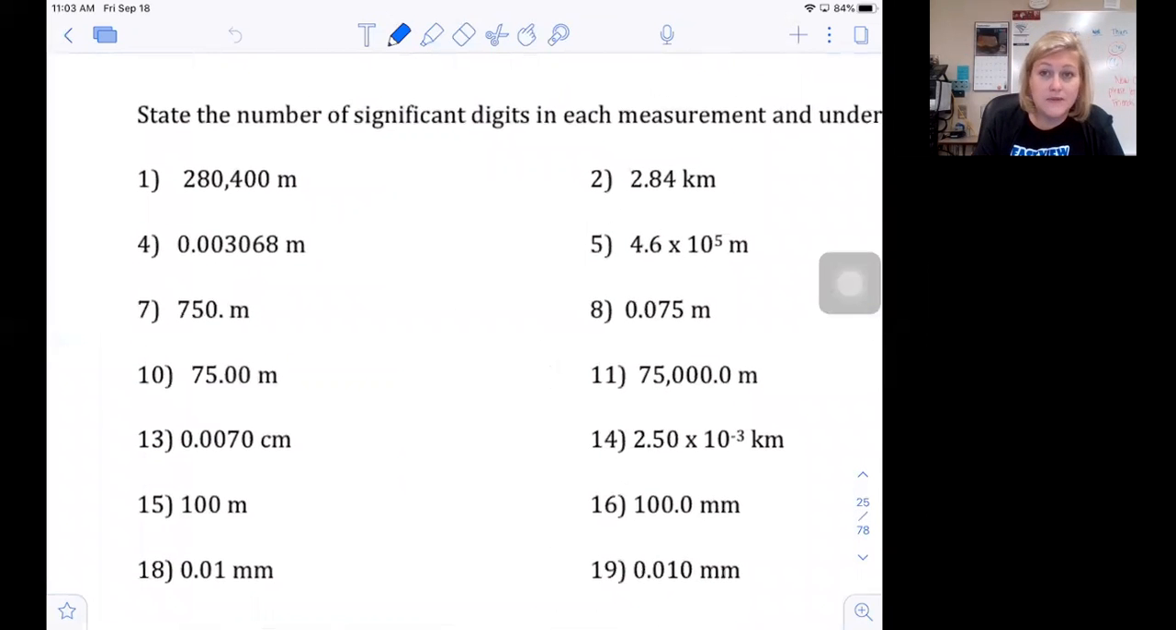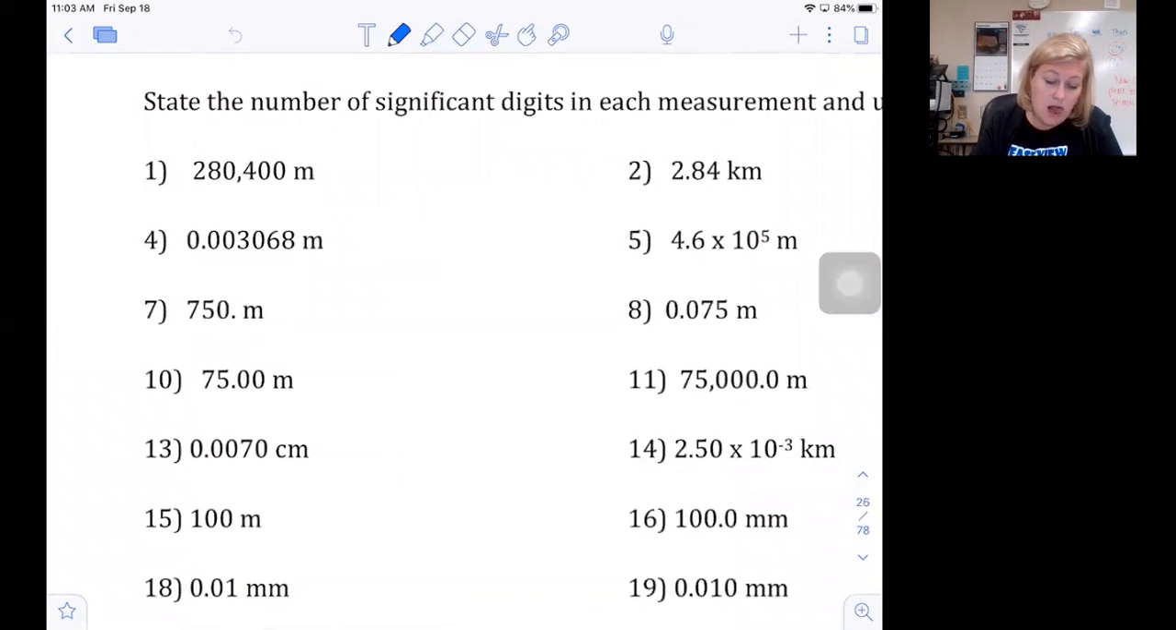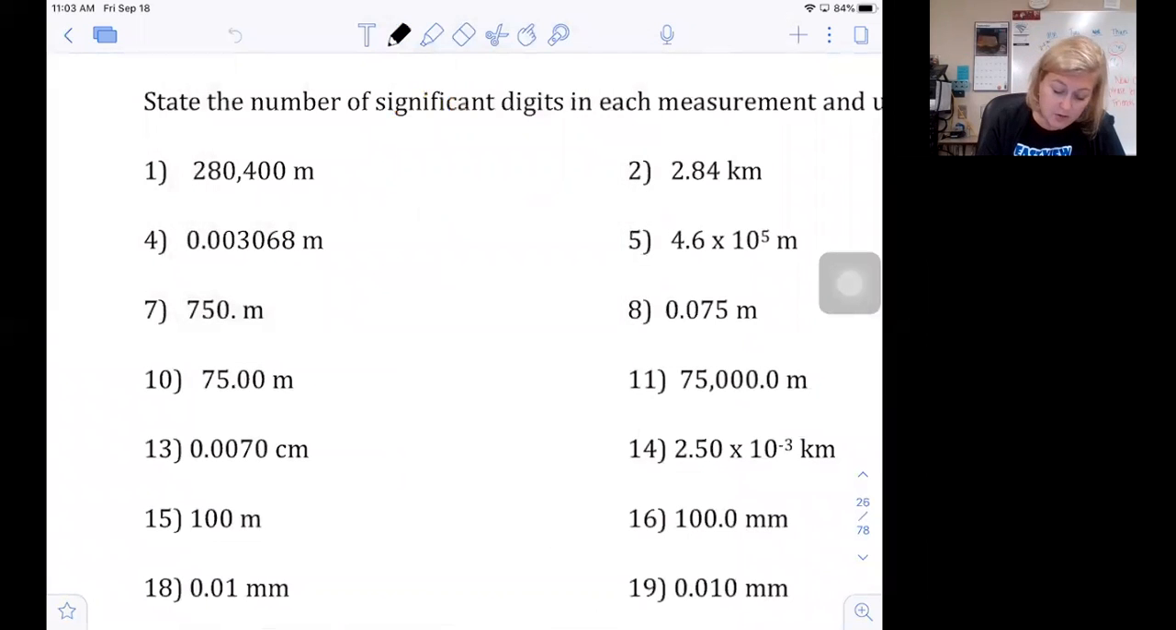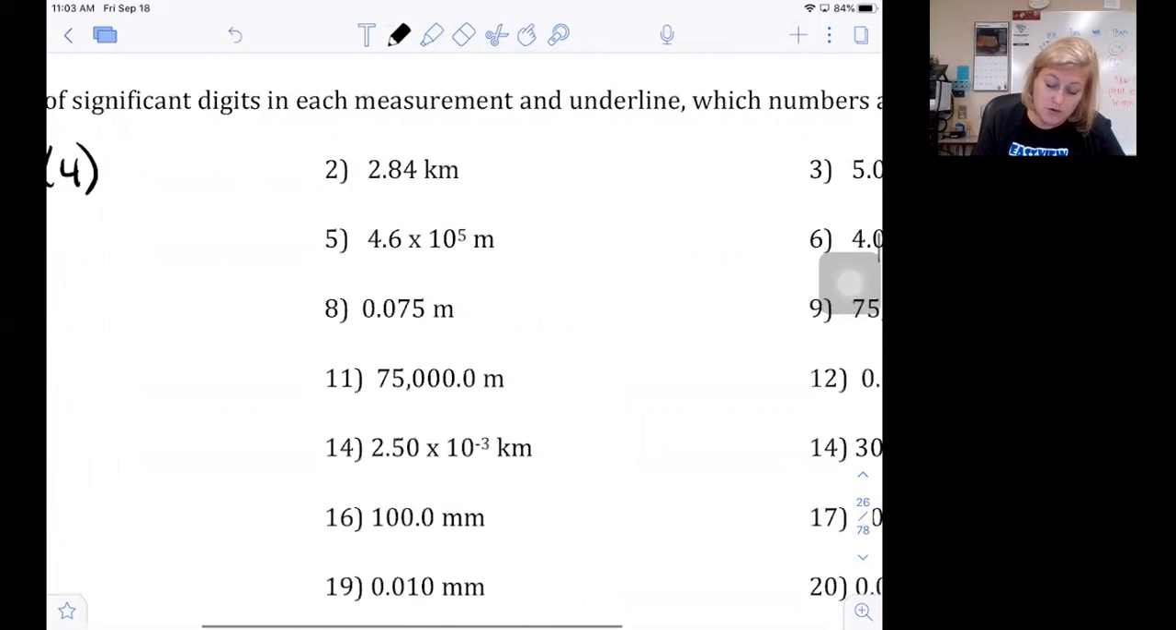The first statement says, state the number of significant digits in each number and then underline them. If you have done your job and watched the previous video, you know that the 2, the 8, and the 4 are significant. And then you also know that the 0 is sandwiched in between them. So this would have a total of 4 significant figures.